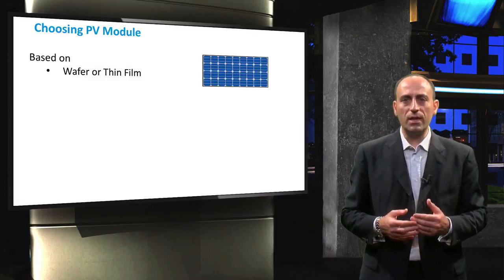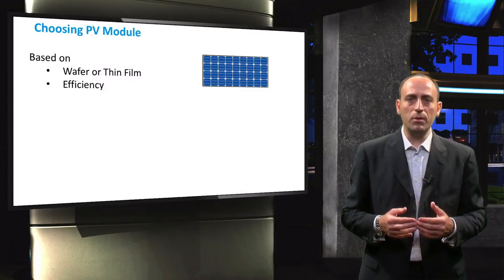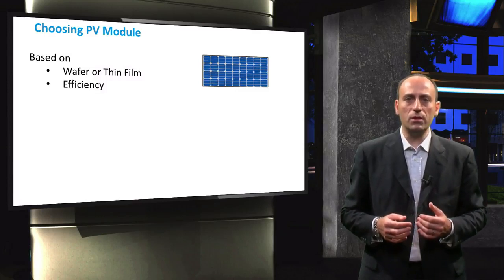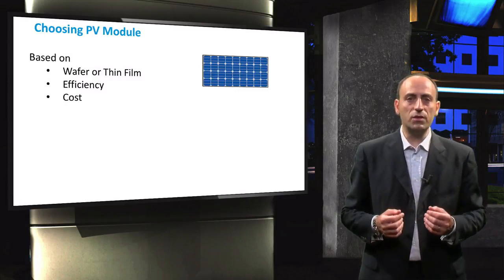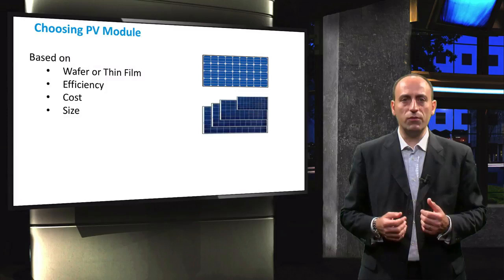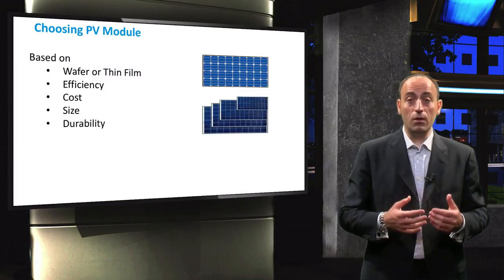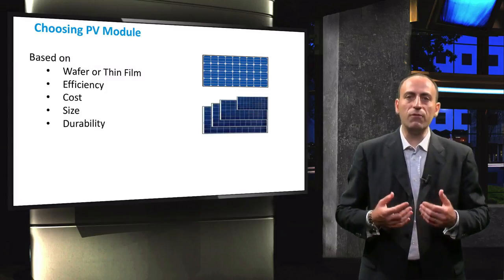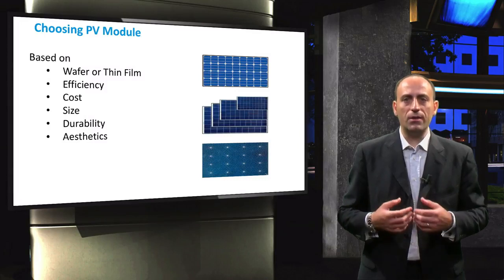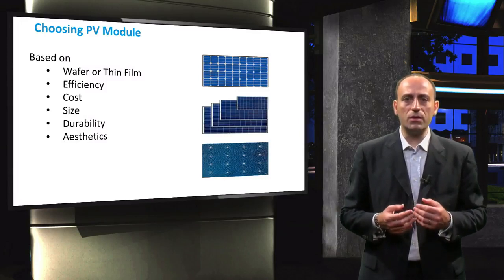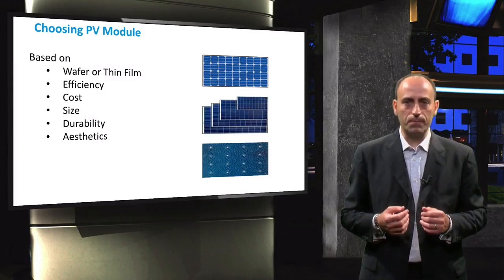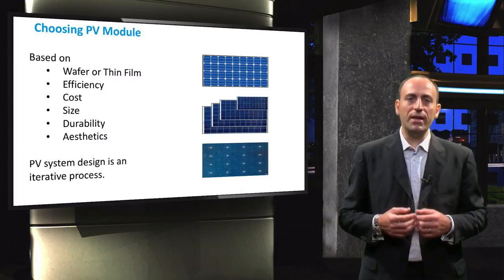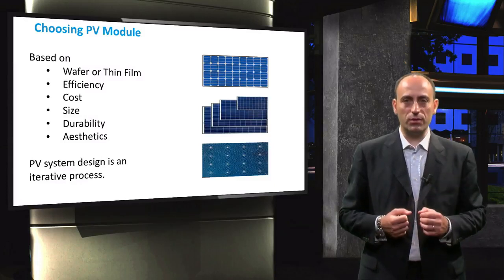Let's start by choosing a type of PV module for the system. The modules can be selected based on a variety of factors. The choice could be based on the type of PV technology, such as wafer-based or thin film, on the conversion efficiency, cost, or size of the module. Even the durability or the aesthetic appeal can influence the module selection. At the end of the design process, you can always pick a different type of PV module and reiterate the design process. PV system design is by nature an iterative process.